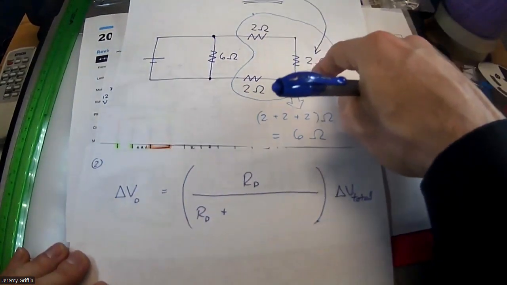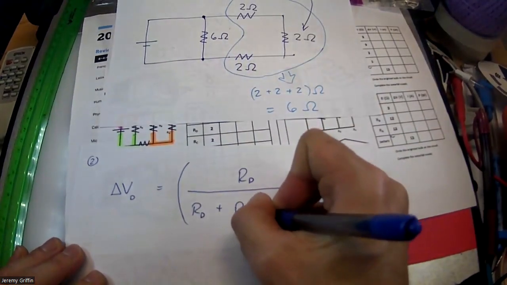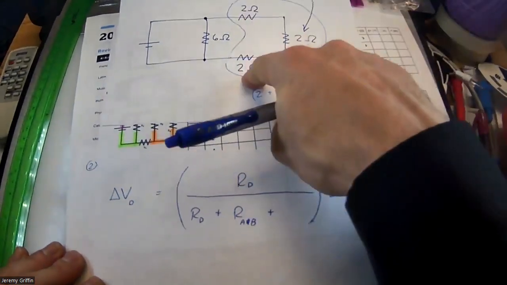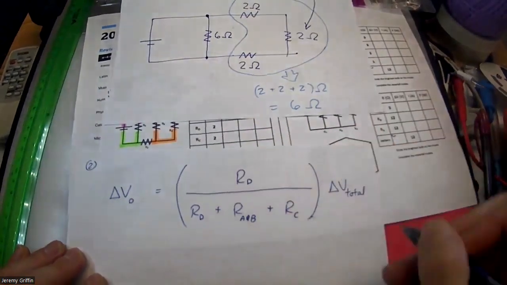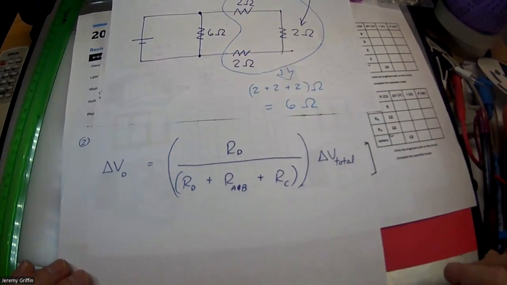and then there's A and B in parallel. You guys remember A and B were in parallel? Resistor A and B collectively. And then plus, and this was resistor C down here. So that's kind of like a formulaic version of the model that I'm following.